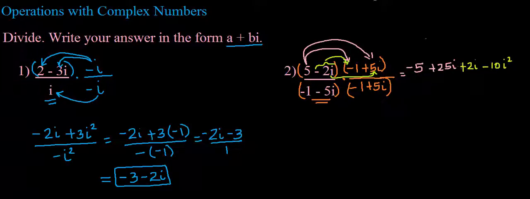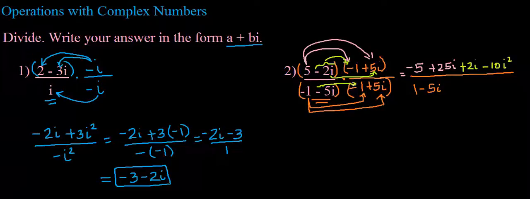Now I'm going to go down to the denominator and do FOIL again. So I'm going to grab negative 1 and multiply by negative 1. That's going to give you positive 1. Negative 1 times positive 5i, that's going to give you negative 5i. Then I'm going to grab negative 5i, this whole thing here, times negative 1, that's going to give you positive 5i. And then negative 5i times positive 5i, that's going to give you negative 25i squared. Okay, I'm done doing FOIL.